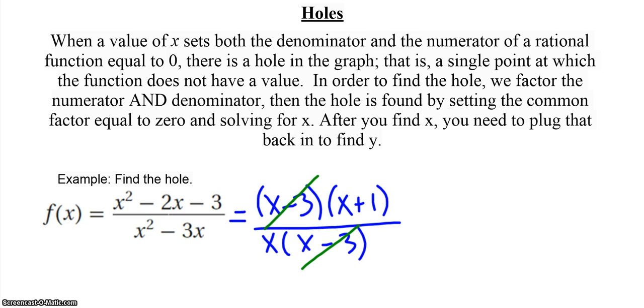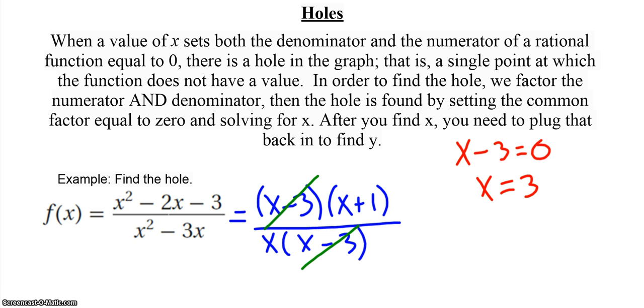Now, a hole is at a value for x. So what we have to do is set the x minus 3 equal to 0 because we have to solve for 0. So we're going to add 3 to both sides, so x is 3.